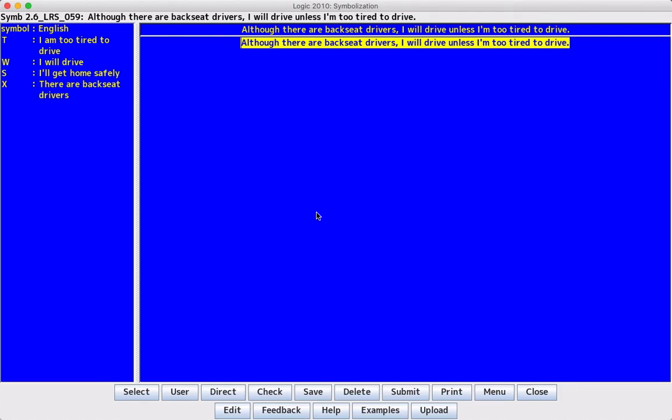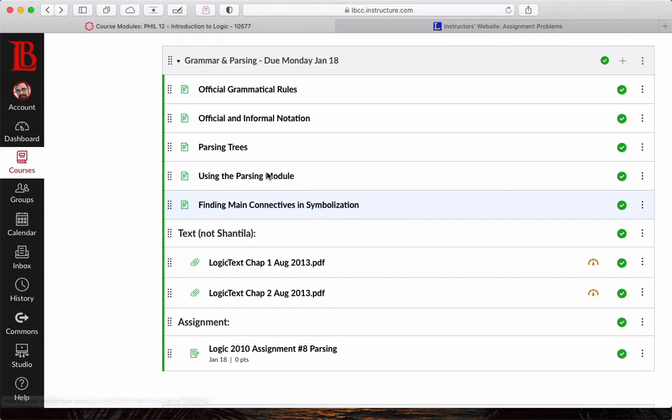Hello, in this video I'm going to symbolize 2.6 LRS 59. Although there are backseat drivers, I will drive unless I'm too tired to drive. I'm going to use the method discussed in finding main connectives in symbolization in this video. This is in the grammar and parsing module.